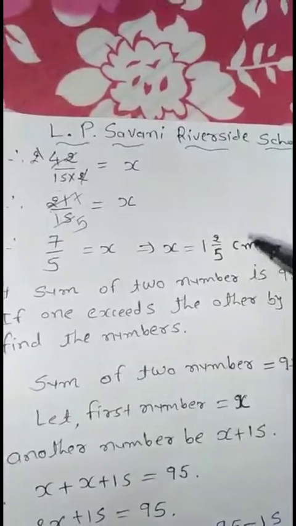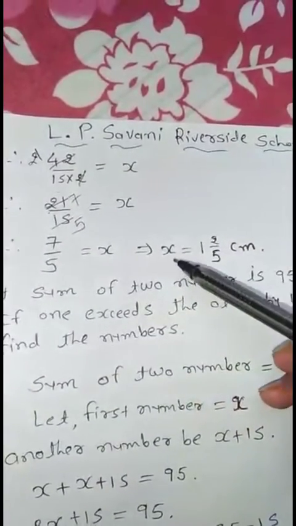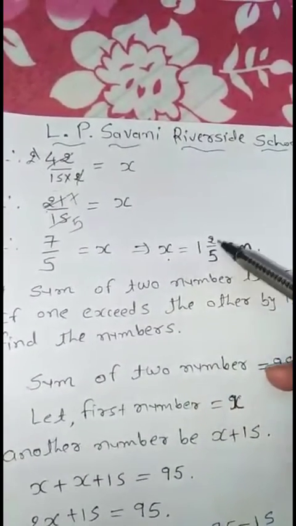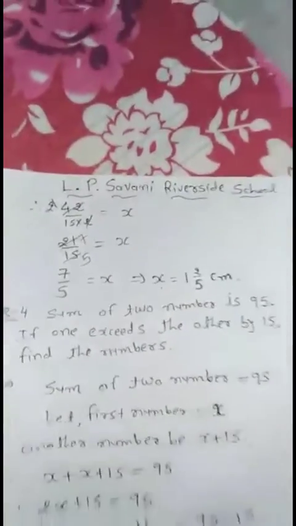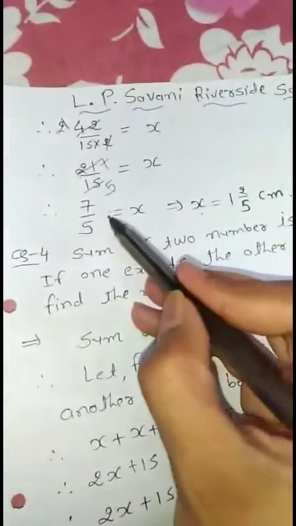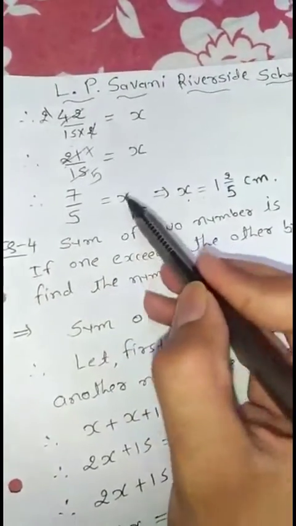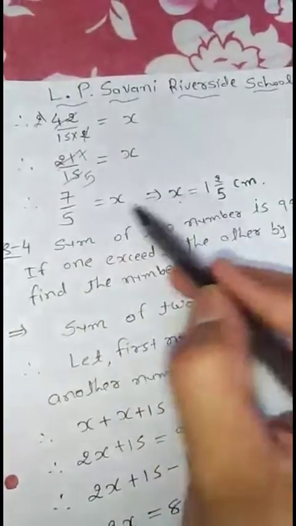We can also convert it into a mixed fraction. x is equal to 1 and 2 upon 5 by using the division formula. You can give the answer in this form also. So both answers are equal.